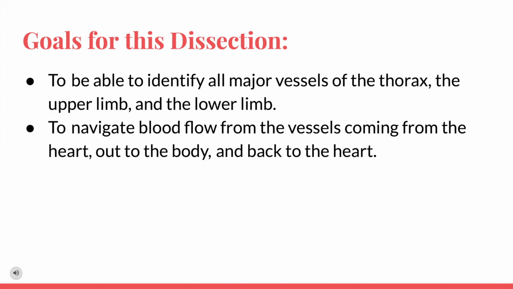So our goals for this dissection are obviously for us to get a good understanding of the major vessels of the thorax, upper limb, and the lower limb, and to understand the blood flow throughout the body in those areas. But we also want you to be able to understand how that all works together with muscles and how the cat and the human relate to one another and how similar they are and what the differences are. And so hopefully this will help us with our upcoming practicals and other exams and quizzes and whatnot, and just give us a better and fuller understanding of anatomy in general.